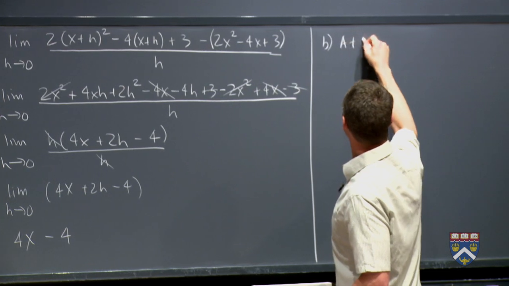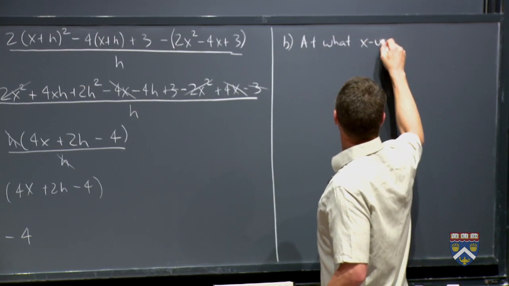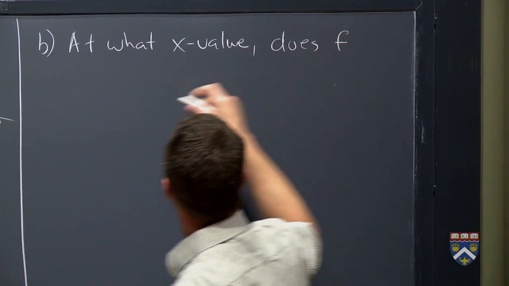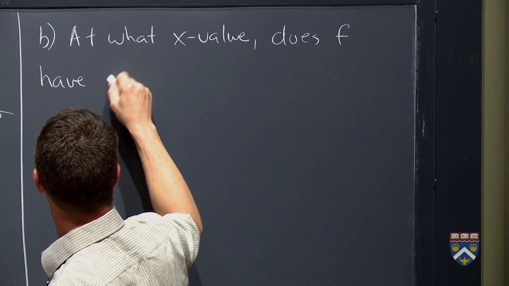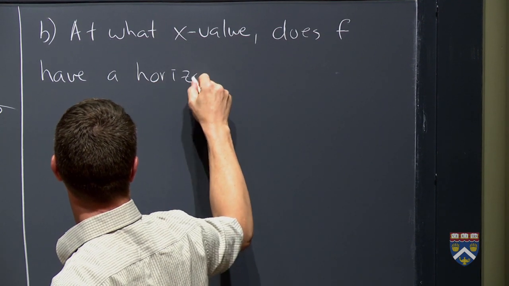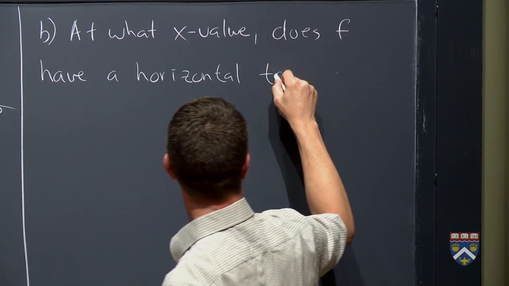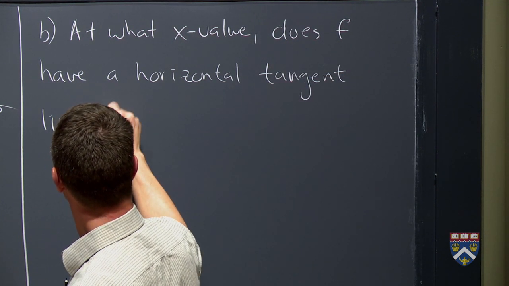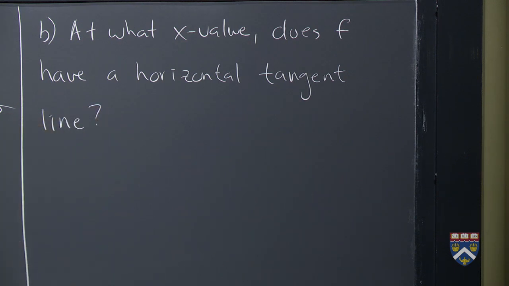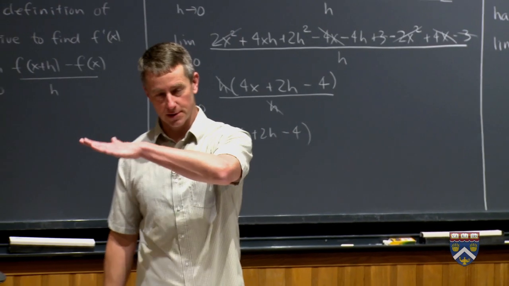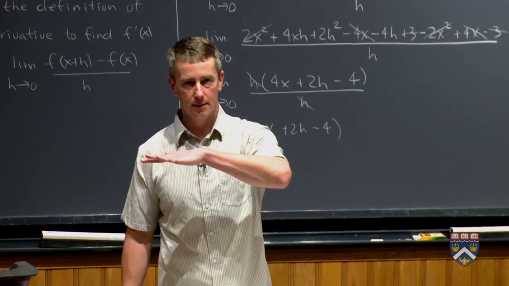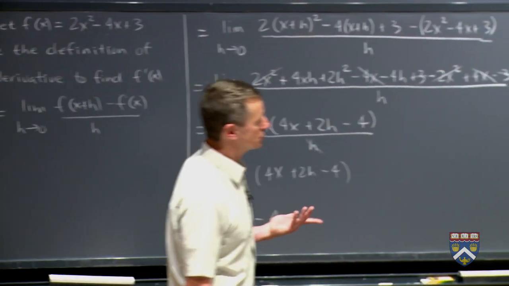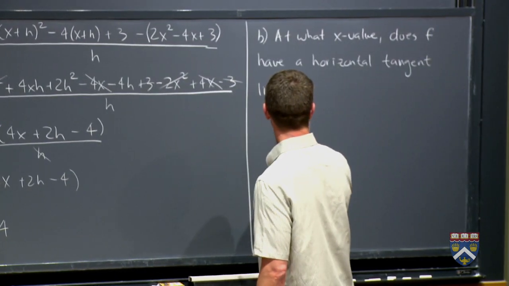So at what x value does f have a horizontal tangent line? So a horizontal tangent line will look like this. So what should the slope of a horizontal line be? It should be 0, right? So this formula tells us the slope at any given x value. So we want to solve that equaling 0.